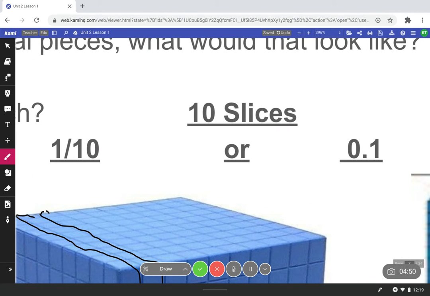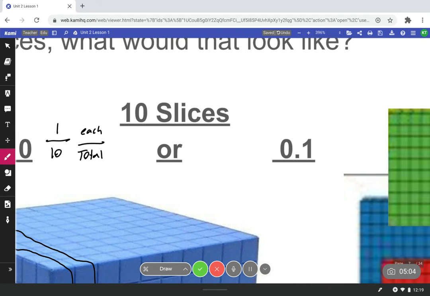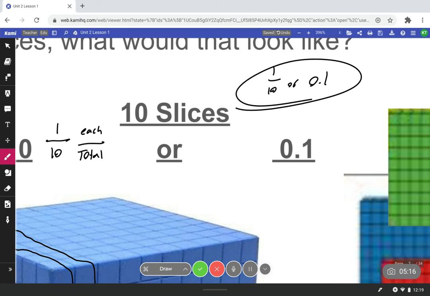So this is the fraction version. 1/10. 1 out of 10. So each over the total. And this is the decimal version, 1/10. It is the exact same thing. Whether it be fraction or decimal, these are the same thing, the same number, the same amount.